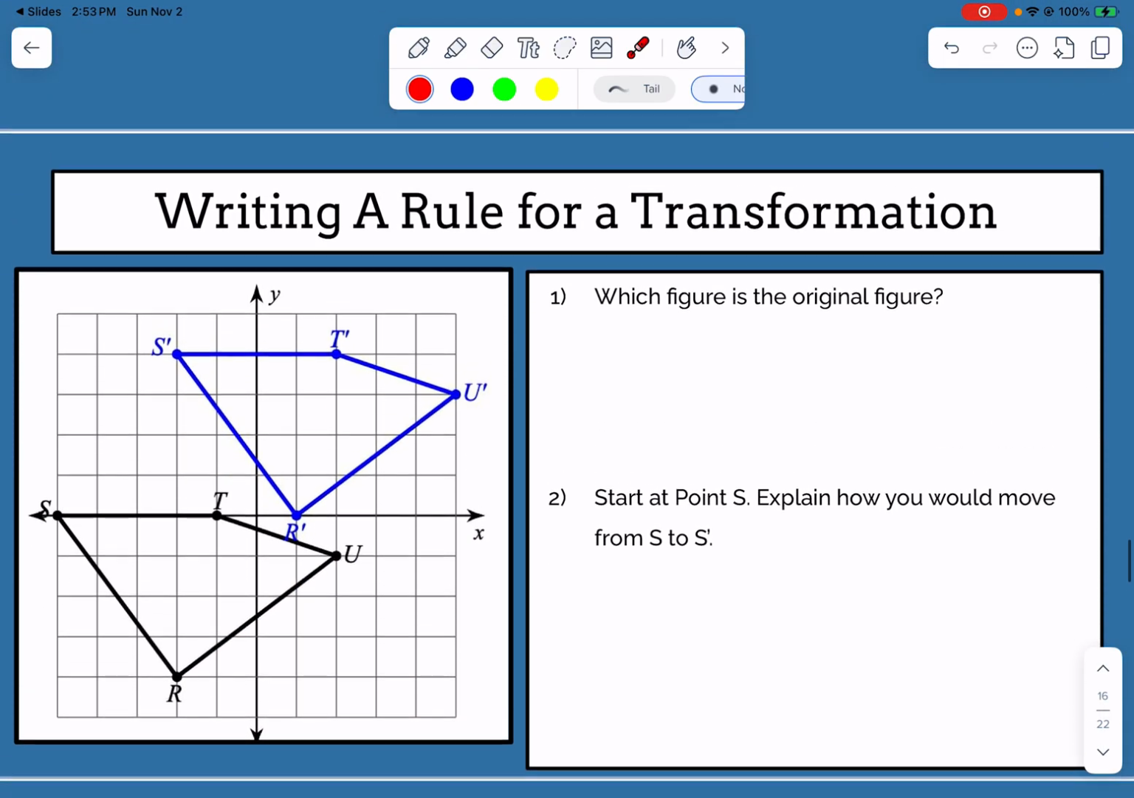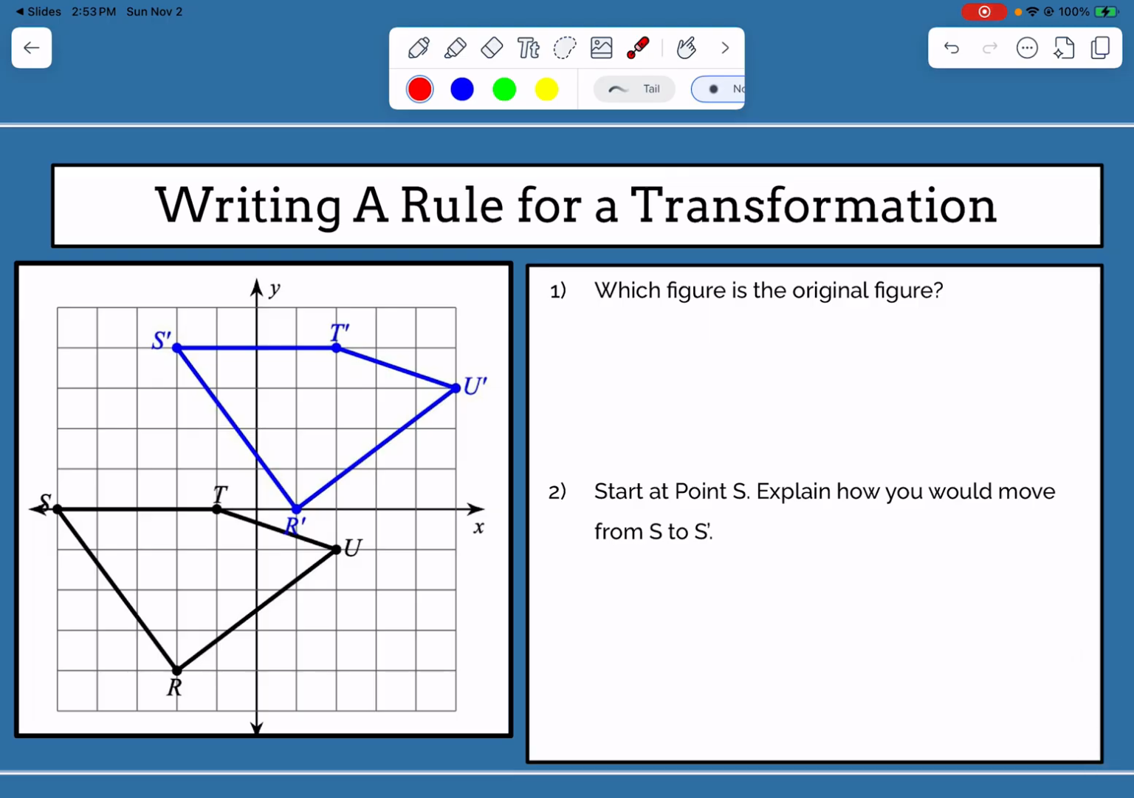Okay, so in the first part of this path, we were given a rule and we had to create a transformation. Here, they're going to give us a transformation and they want to see if we can write the rule. I see one very common mistake on these problems, and that is students not understanding which is the pre-image or the image. So on these problems, you have to start at the pre-image. So find the one that doesn't have apostrophes. That's my original figure. So I'm gonna write that here.